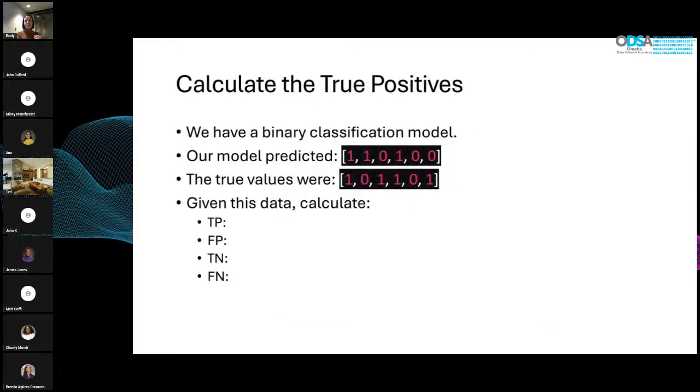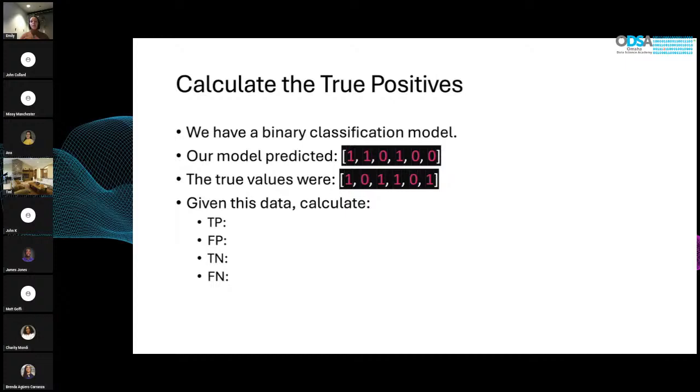So let's try it out. This will be our first breakout exercise. I want you guys to try to calculate the true positives for the following scenario. We have a binary classification model, and here are our predicted values. The first array here is our y hat, and the second array here is our y. So given this data, can we calculate what are our true positives, what are our false positives, how many, sorry, that's what I'm looking for, a count, and how many true negatives do we have, and how many false negatives do we have?